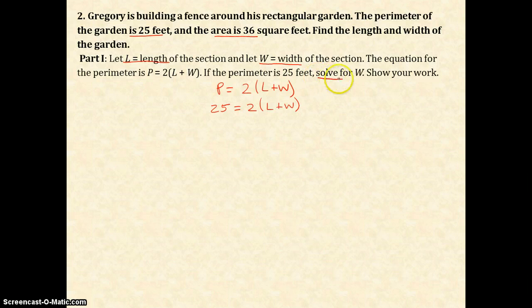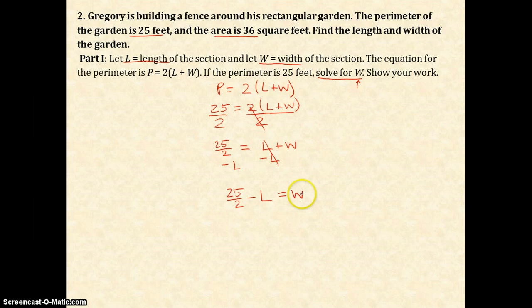And these instructions say to solve for W. So I'm going to divide by 2 first, divide both sides by 2, and I get 25 over 2 equals L plus W. And then to get W by itself, I just subtract L from both sides, and I get 25 over 2 minus L equals W.